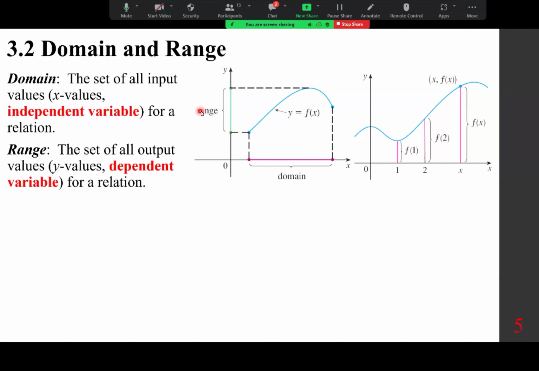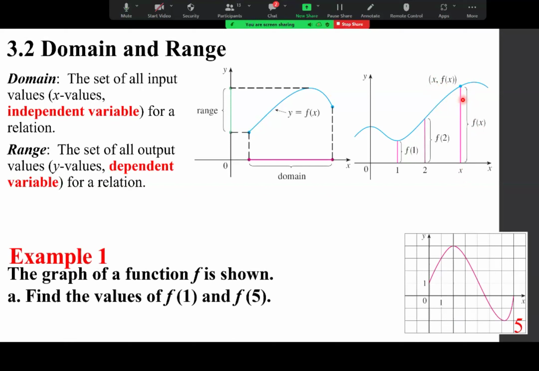So as far as understanding the concept of the functional value, if this is 1 and this is the y coordinate for that, this distance is f of 1. So this point has coordinates 1, f of 1. This one would have coordinates 2, f of 2. As you can see, in general, if you have x, this distance is f of x, or y corresponding to this x. So x, comma, f of x.